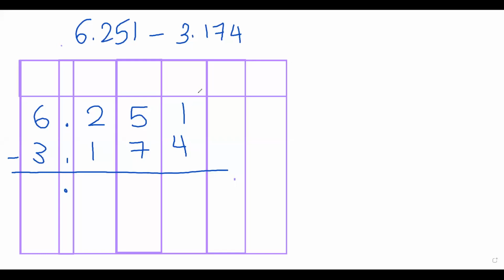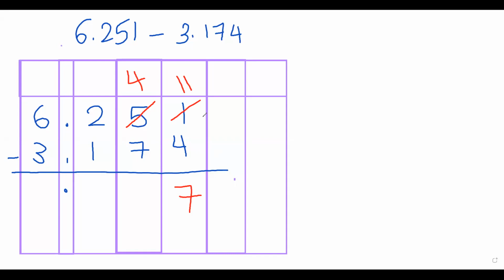Now, let's start subtracting. As you know, when you start subtracting, you must start from the ones. So 1 minus 4, can I? No. So I will take 1 from the 5, it becomes 4, and the 1 becomes 11. Then 11 minus 4, 7.